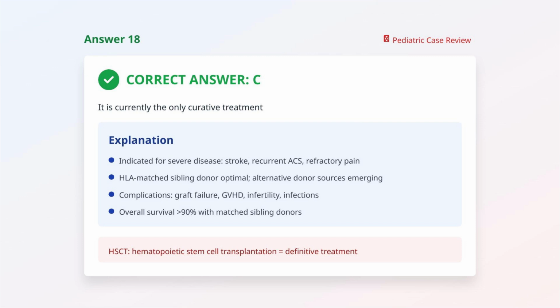Human leukocyte antigen-matched sibling donor is optimal, but alternative donor sources are emerging. Hematopoietic stem cell transplantation represents the definitive treatment for sickle cell disease when an appropriate donor is available.